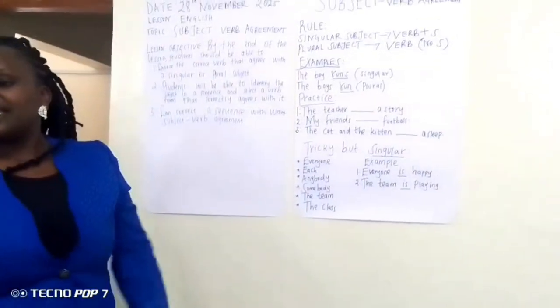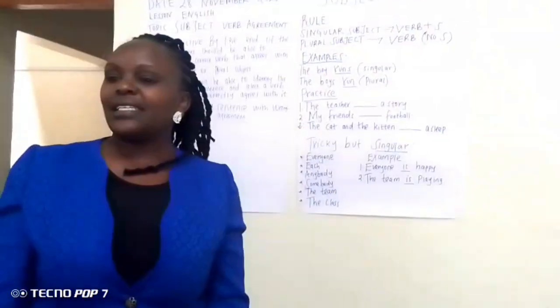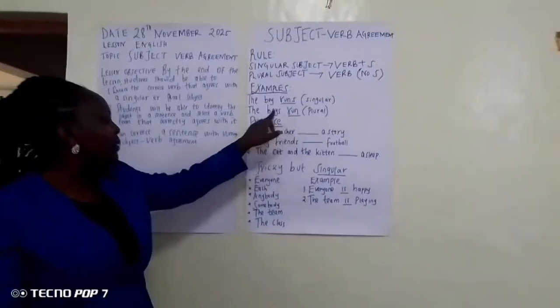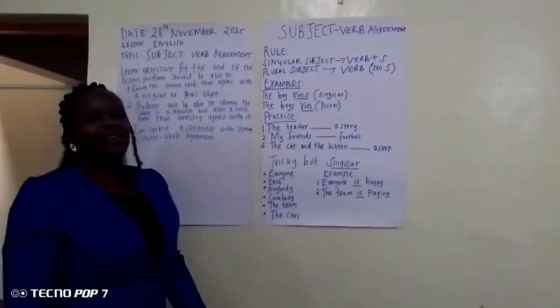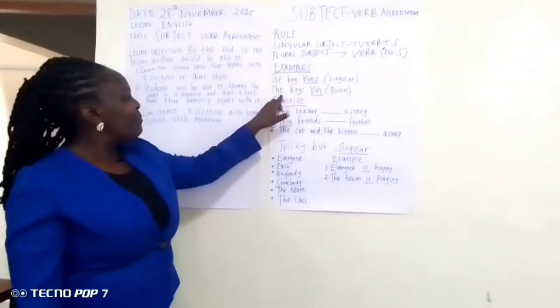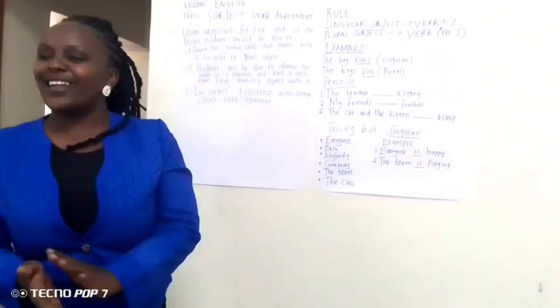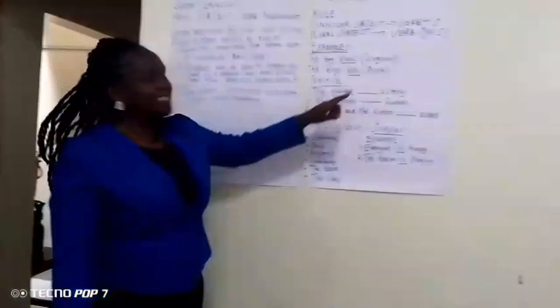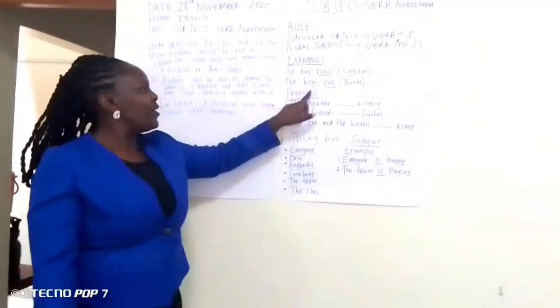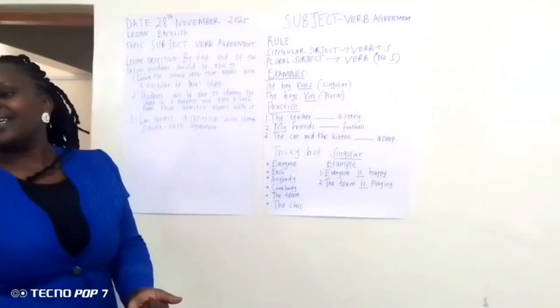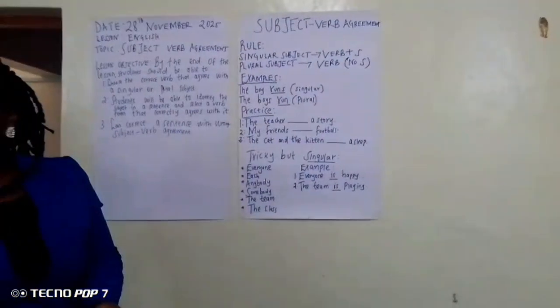Let's look at the second sentence. Can somebody read us the second sentence? Yes, Wangila. Good. The boys run. That is our sentence. The boys, which is our subject, is it singular or plural, class? Correct. The boys is plural, and therefore, if you look at our verb, we do not have an s. Are you getting it? Correct.